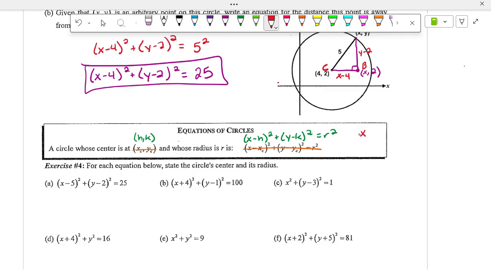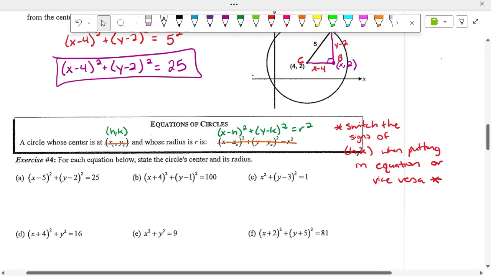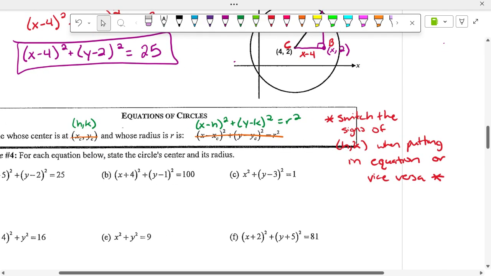And remember, make a note for yourself. Switch the signs of h and k when putting in the equation, or vice versa. All right, so make sure you switch the signs of h and k when you're going from the equation to the point, or vice versa, from the point to the equation.